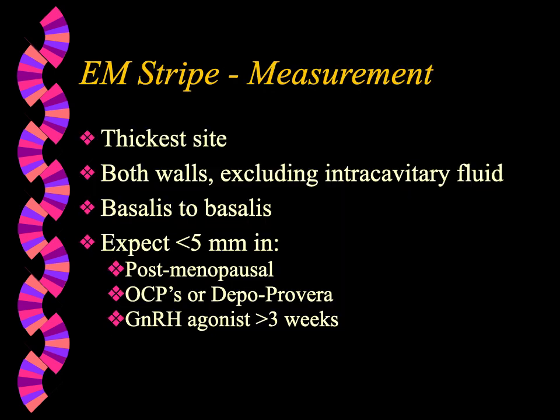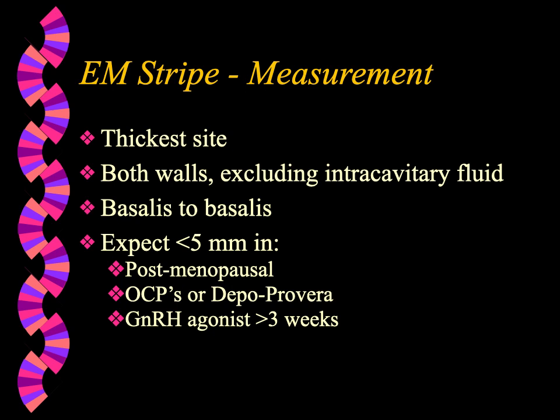So when we're measuring the endometrial stripe, we want to measure it at its thickest site, and we want to measure from basalis layer to basalis layer, so both walls of the endometrium. And if there's any intracavitary fluid, we want to subtract that out.